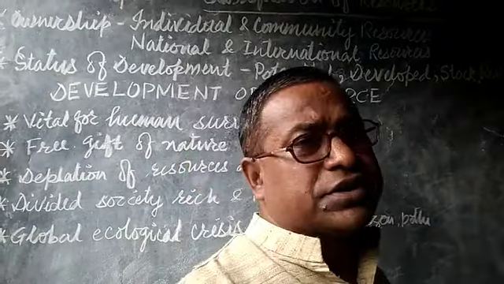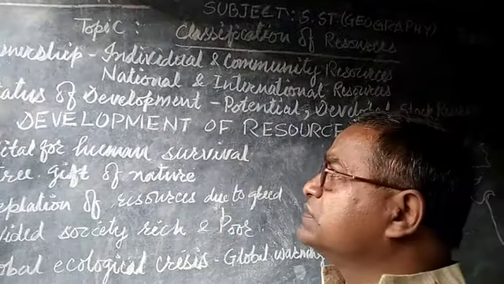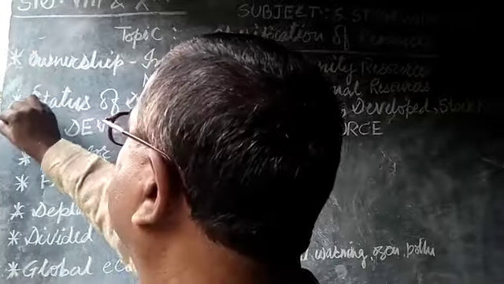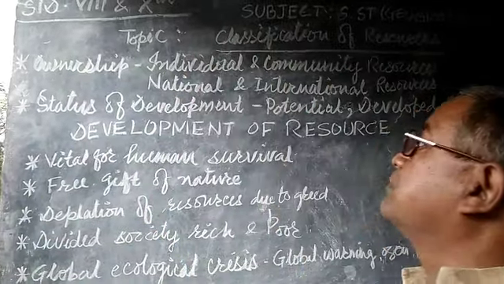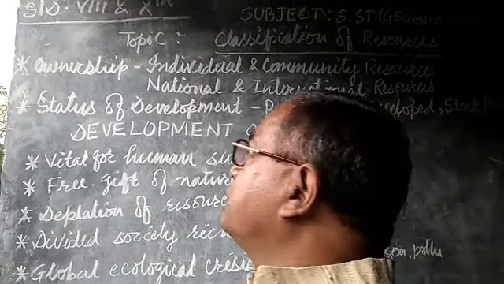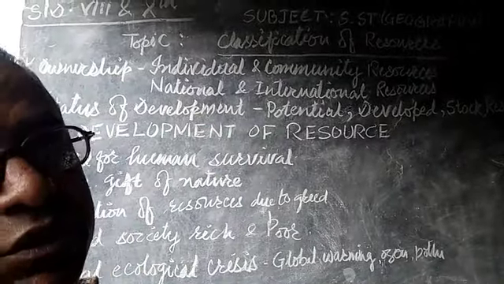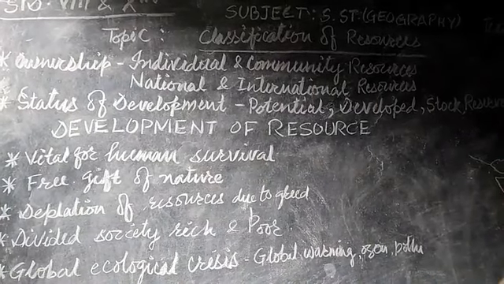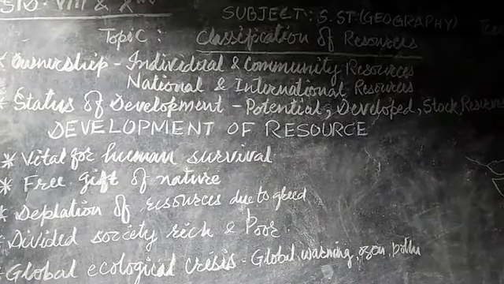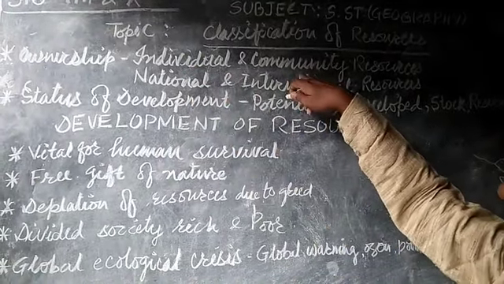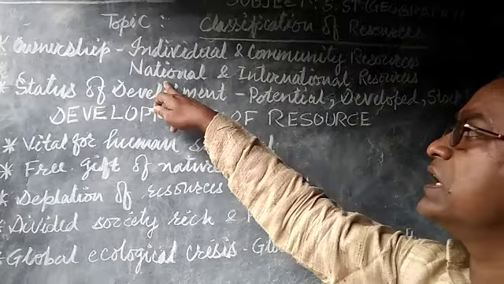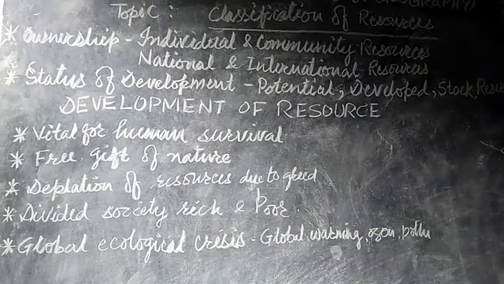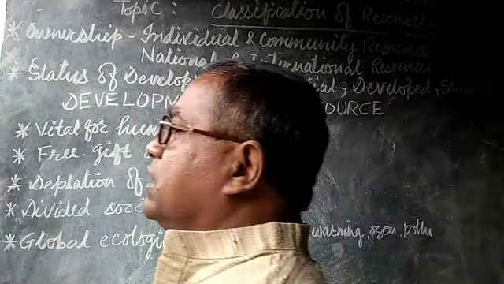Today we are going to study the classification of resources on the basis of ownership and on the basis of status of development. On the basis of ownership, there are four types of resources: individual resources, community-owned resources or community resources, national resources, and international resources. These are the four types of resources categorized on the basis of ownership.